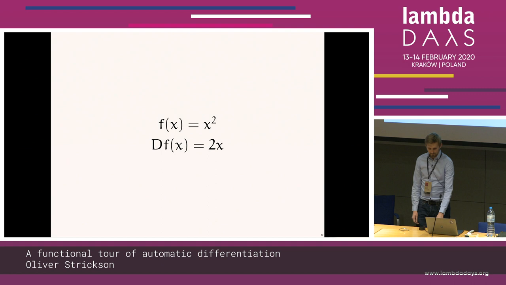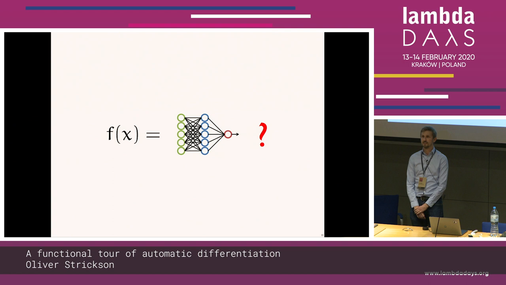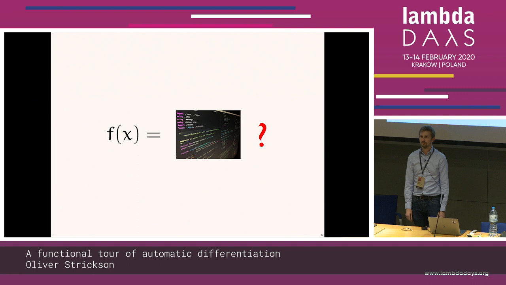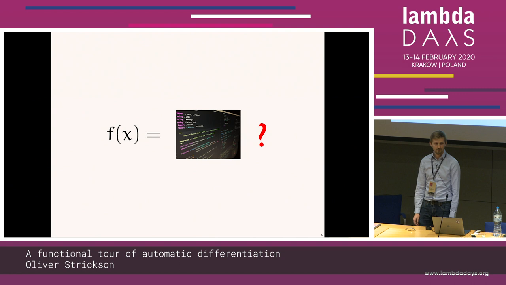What if my function is actually computed by a neural network? Or indeed, what if it's computed by some arbitrary piece of computer code? That sounds quite hard to do. And in fact, it might have branches and loops and things like that in it, which I wouldn't really be sure how to differentiate.